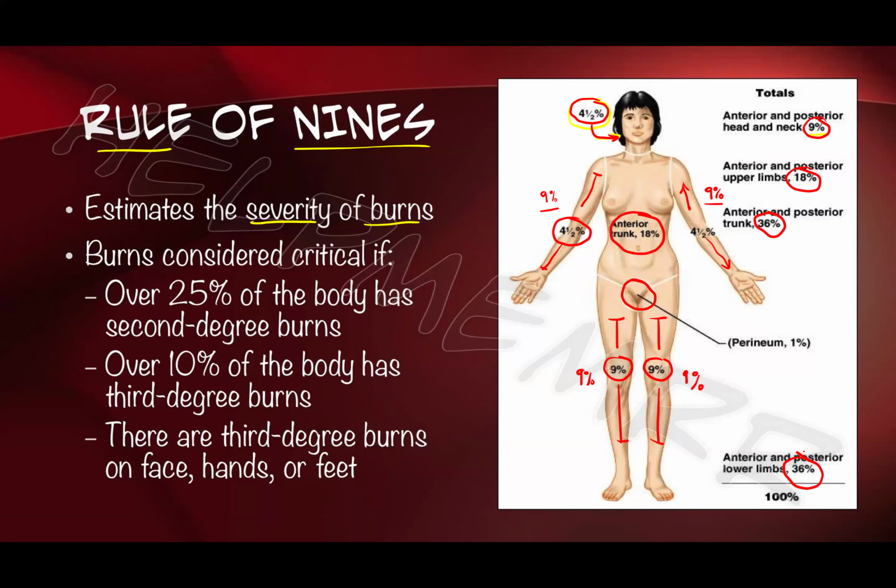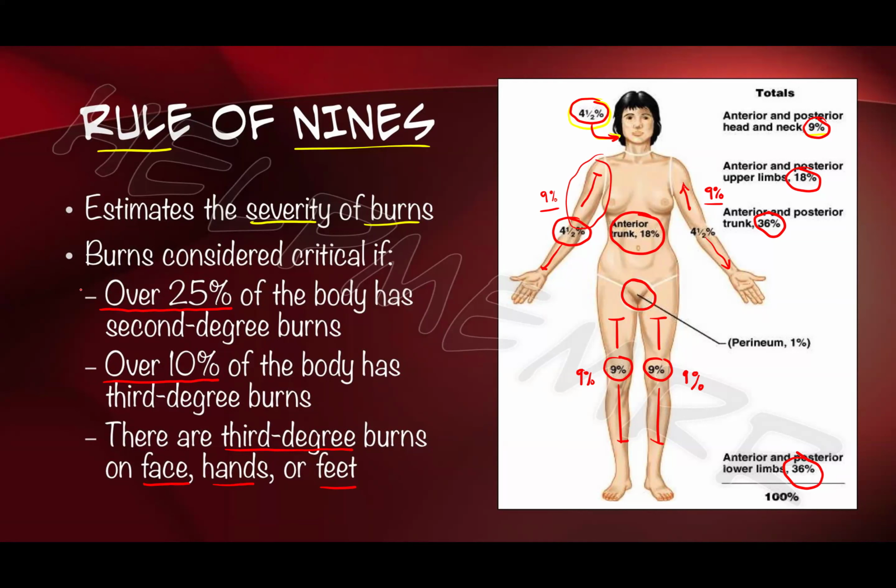So you would basically be given a patient and told, this is the area, like their brachial region. If I said brachial, it's only this part. You could do front and back, but it would only be that part, not the bottom part. So you're basically taking 9% and doing half of that, so it's 4.5%. But the things that you have to memorize: over 25, over 10, and third degree burns on the face, hands, or feet.